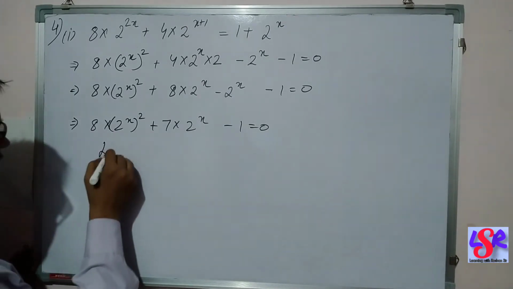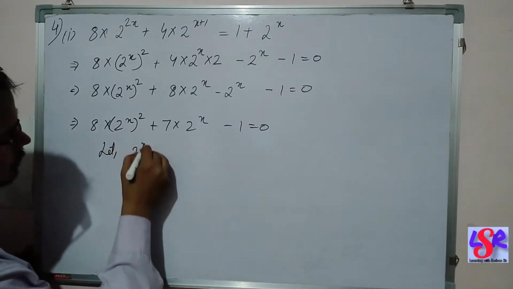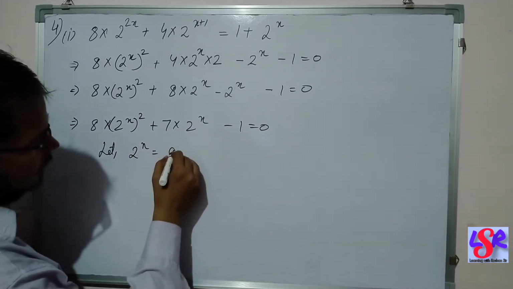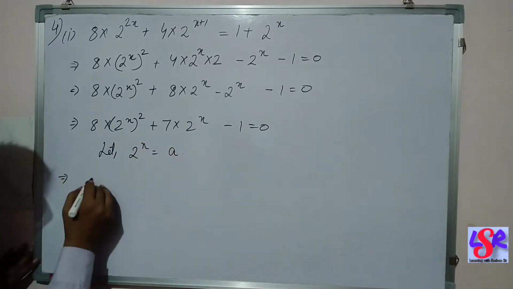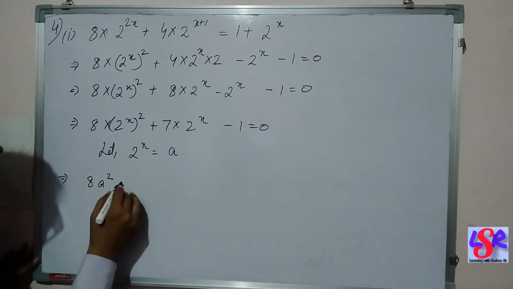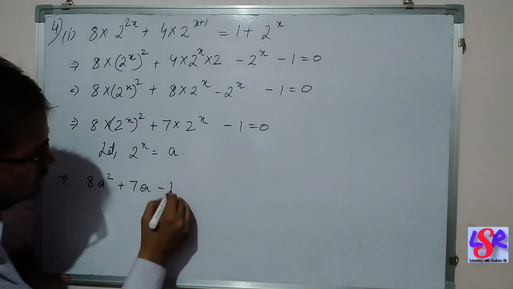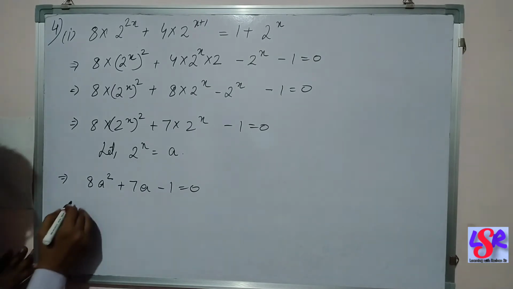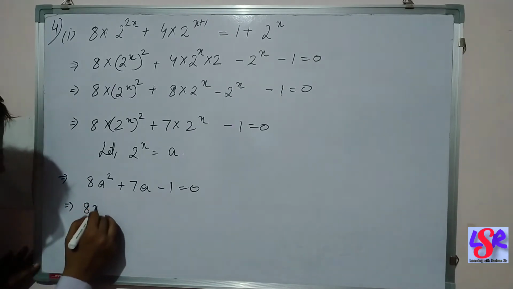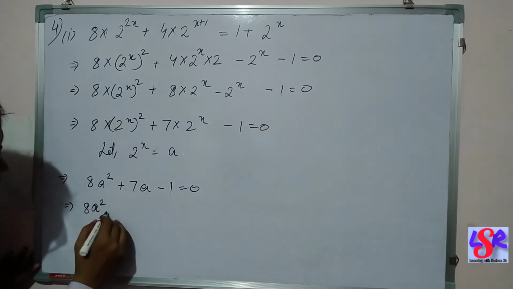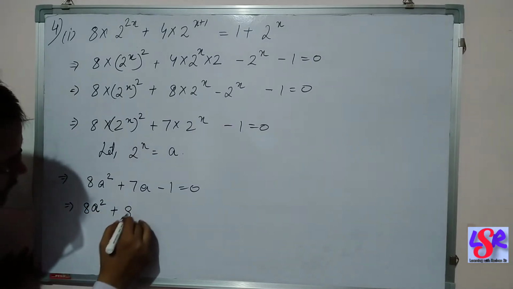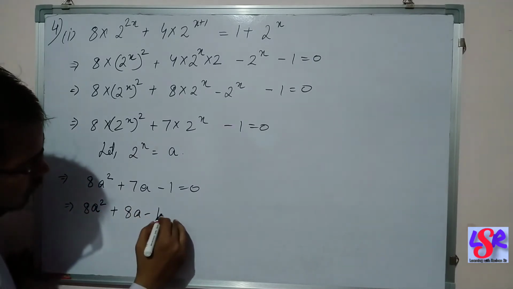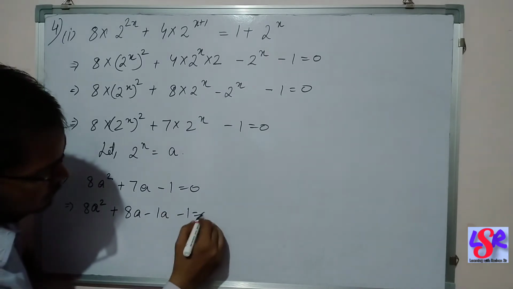So, let 2 to the power x equals to a. Now we can write this one as 8a square plus 7a minus 1 equals to 0. Now we are going to factorize this one by splitting the middle term, and on doing so we get 8a square plus 8a minus 1a minus 1 equals to 0.